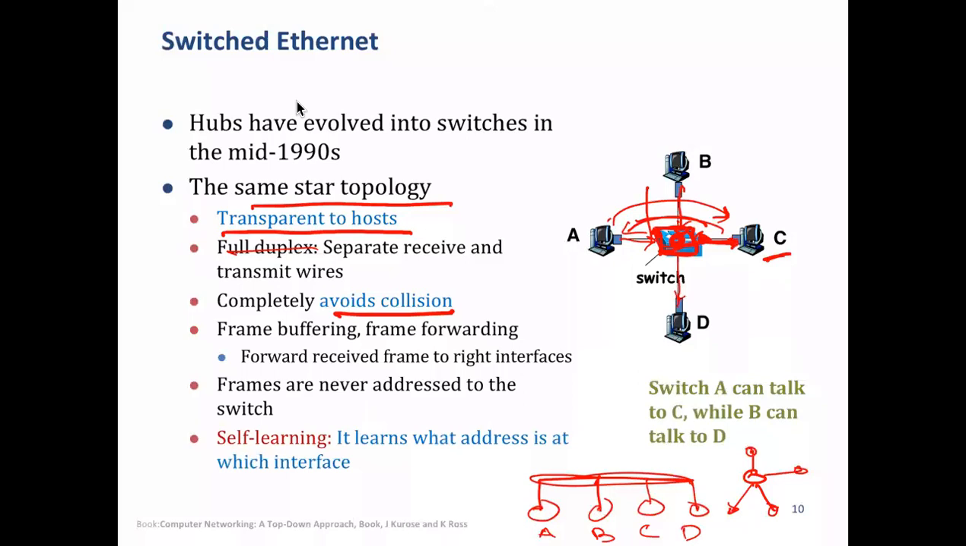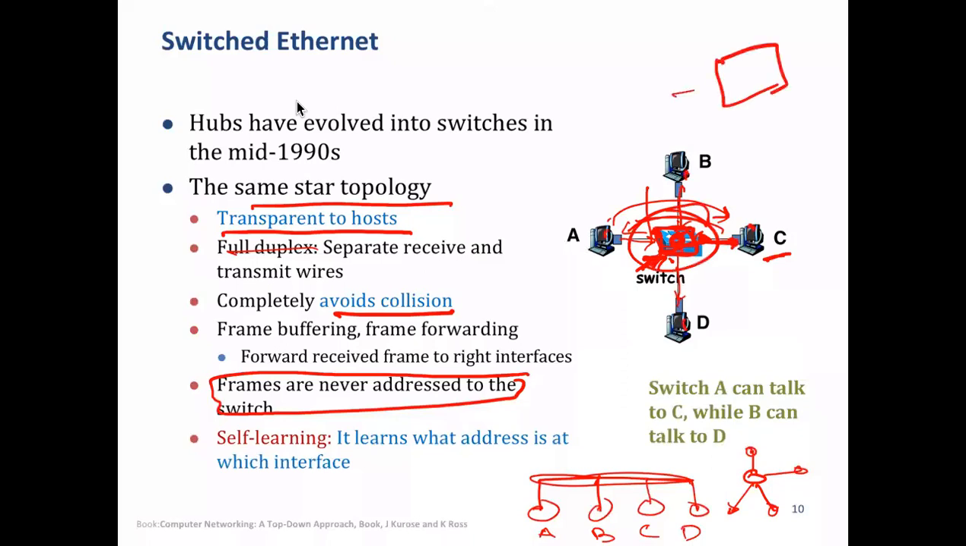Now when we say the switch is transparent, it means frames are never sent to the switch's address. When A wants to send to C, it will not send it first to the address of the switch and then have the switch forward it, because that's not the way. For these nodes, the switch does not exist. It need not know. Now this switch is a very simple switch. It has many connections.